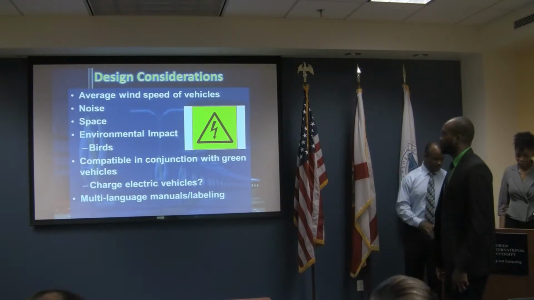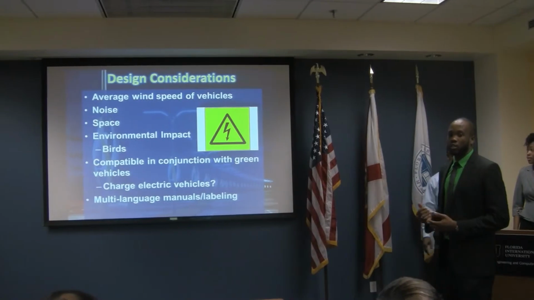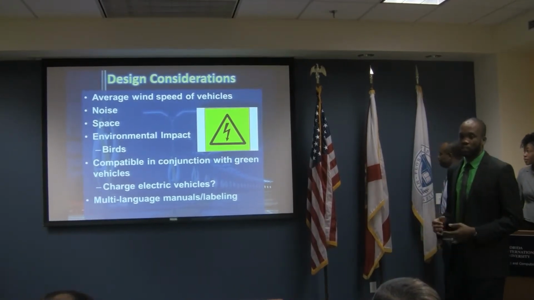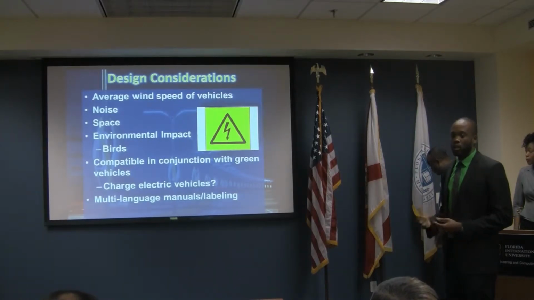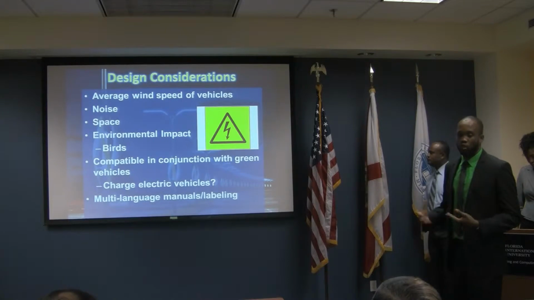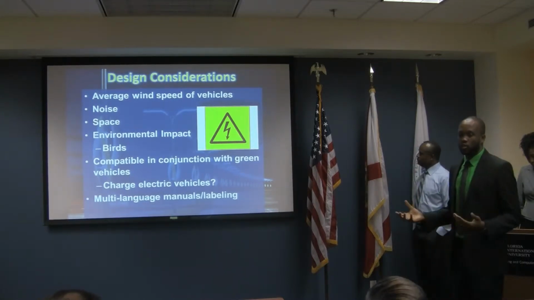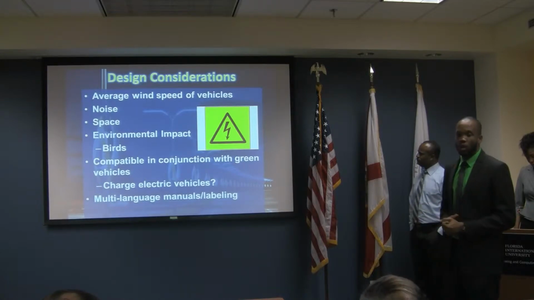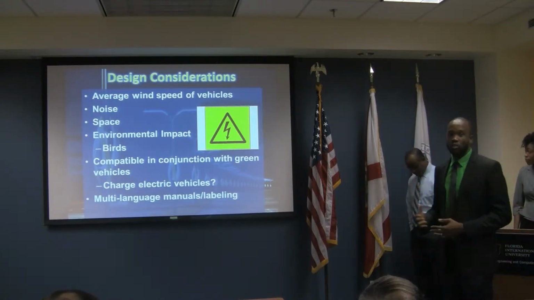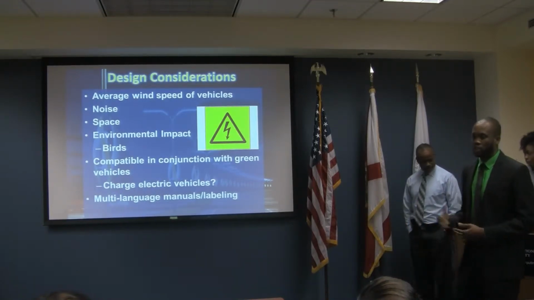Our design considerations, what we're going to take into consideration in our design, are the average wind speed of vehicles, noise, space, environmental impact, and birds. And also, our design is going to be universal, so that it can work anywhere in the world and be compatible with any type of car. And we're going to label our design in different languages, with some caution signs on it.